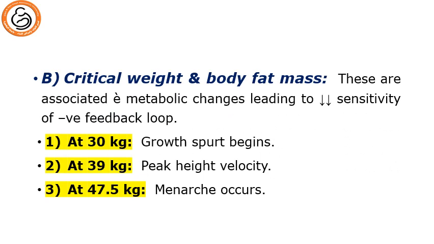Second, the critical weight and body fat mass, which try to explain the initiation of puberty based on the amount of fat and the weight of the body. These are associated with metabolic changes leading to decreased sensitivity of the negative feedback loop. At 30 kilograms, there will be a growth spurt with the release of growth hormone. At 39 kilograms, we have peak height velocity, like we mentioned, up to 8.5 centimeters per year, and by the weight of 47.5 kilograms, menarche will occur.